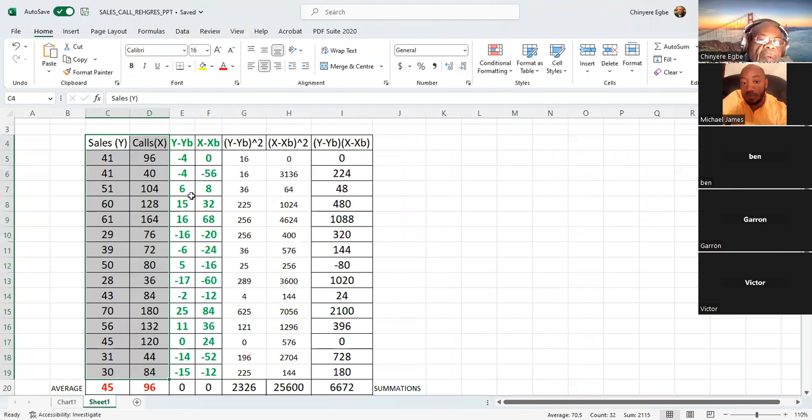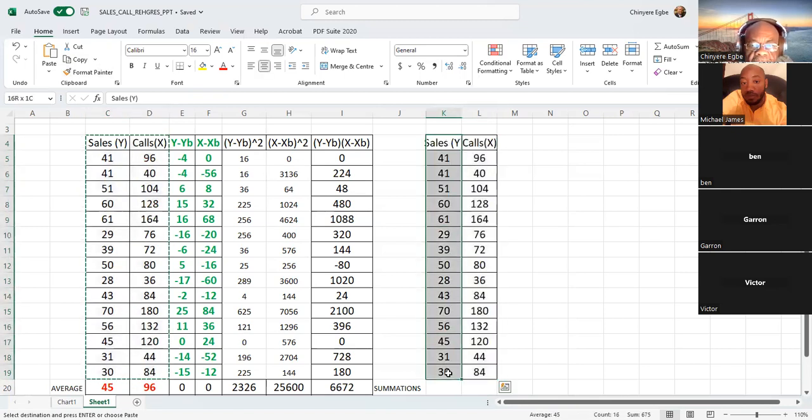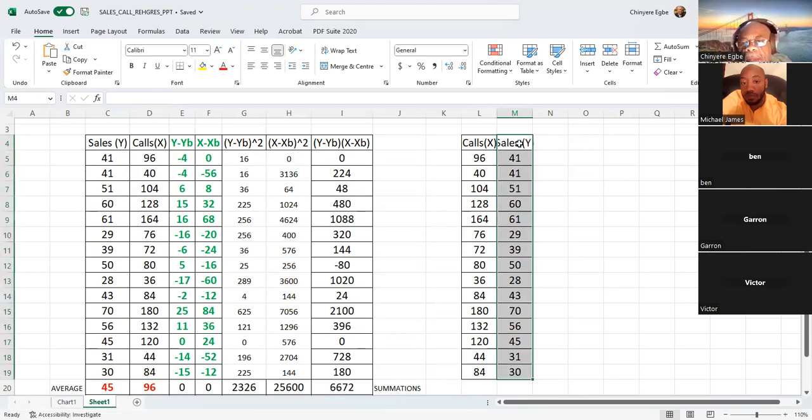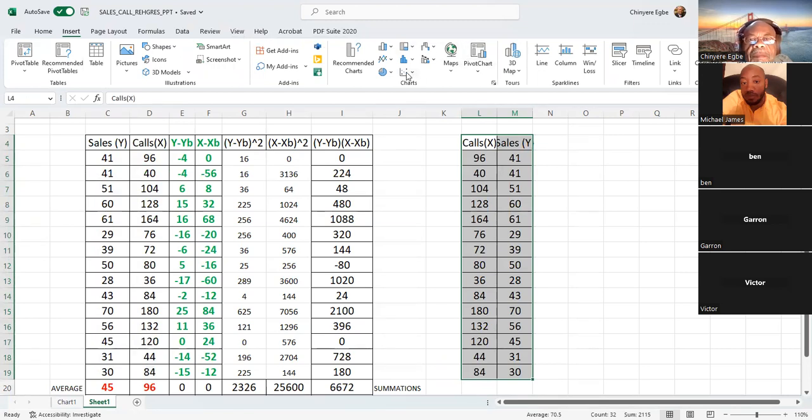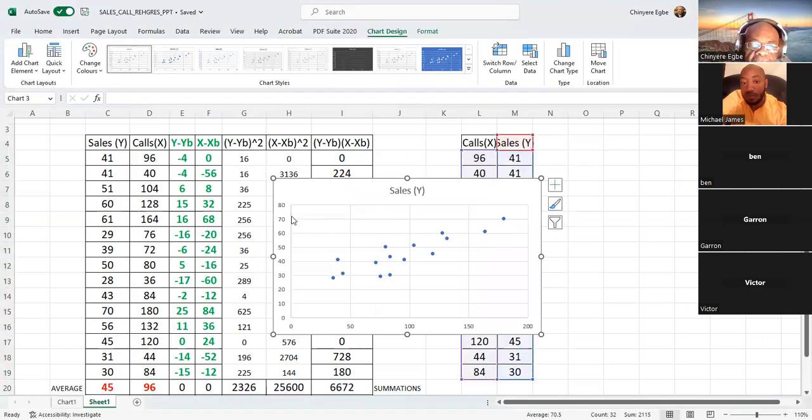Now, if you want to reverse it, what you need to do is copy this, put it over here, and put the cells on the left side. Let us see if you get the same results. You insert, and you get the same thing: sales here and number of calls there.